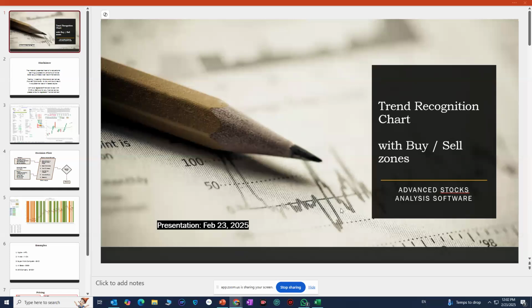Let's start. Bismillahirrahmanirrahim. So today's presentation is about my software, but basically it's about one of the key features of the software, which is trend recognition chart. My name is Ghulam Sabri, and thanks for joining me today. Welcome to this 1 hour session.